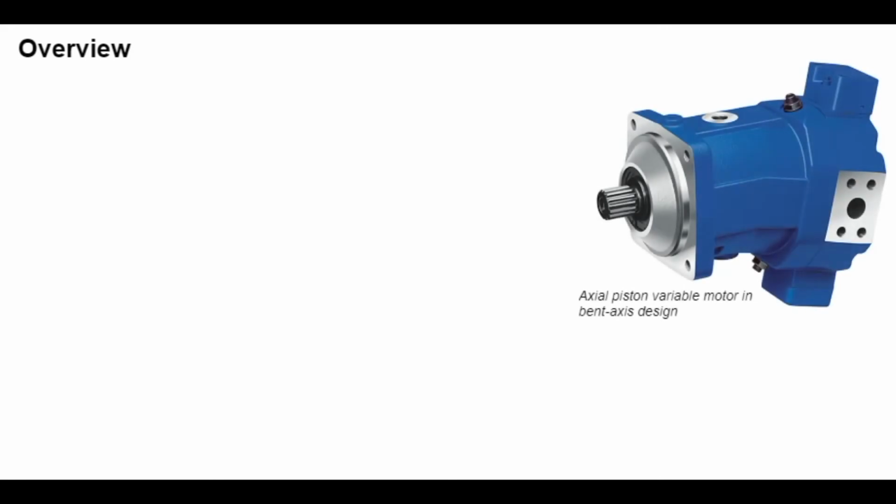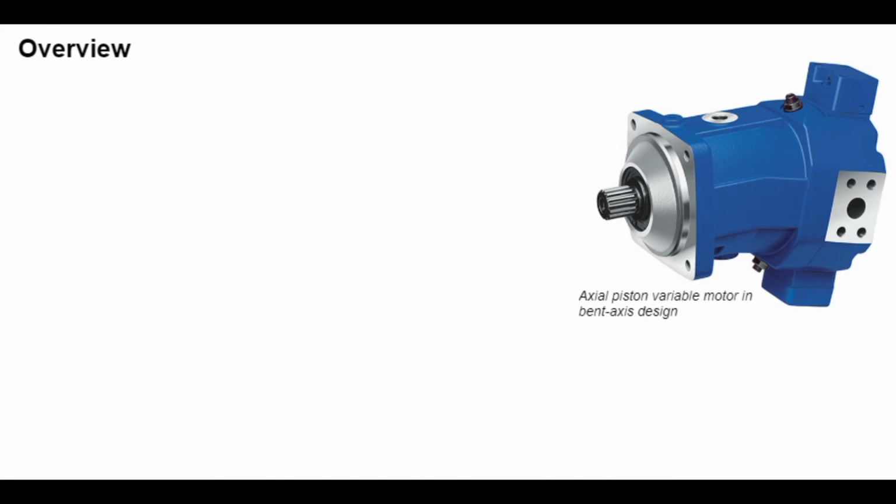The Rexroth A6VM and A6VE Series 63 and 71 variable motors are examples of bent-axis axial piston motors. Series 63 operates at a nominal pressure of up to 400 bar and is equipped with a 7-piston rotary group. Series 71 operates at a nominal pressure of up to 450 bar and is equipped with a 9-piston rotary group. Axial piston variable motors with 9-piston rotary group run very well at low speeds and have good uniformity. Both are used in open circuit and closed circuit hydrostatic drives and are seen primarily in travel drives.